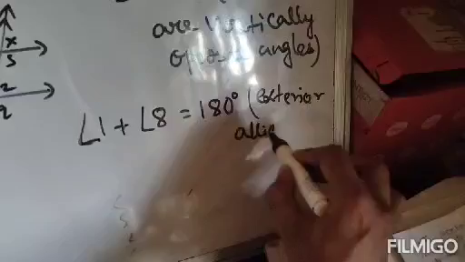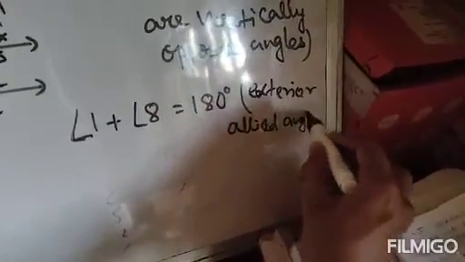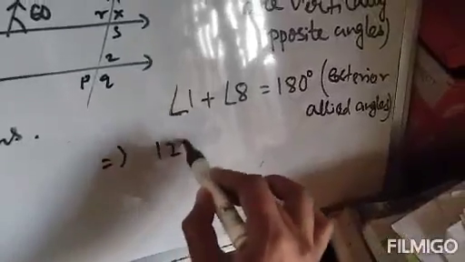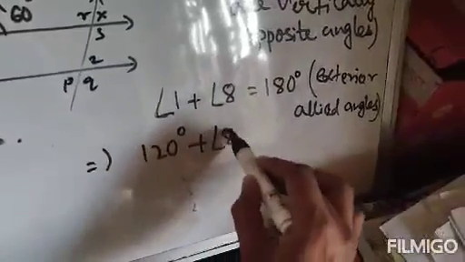Exterior allied angles, and we have angle 1 as given 120 degrees, therefore we can easily calculate angle 8.